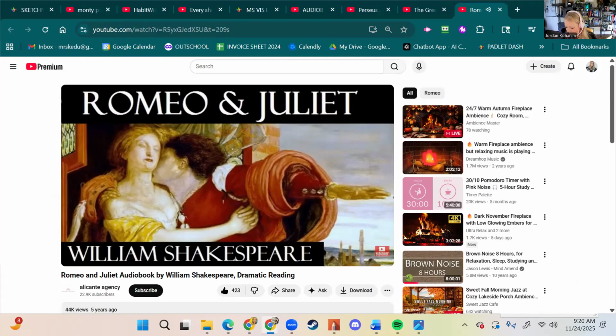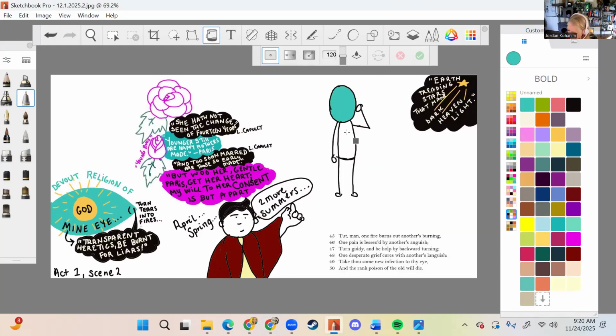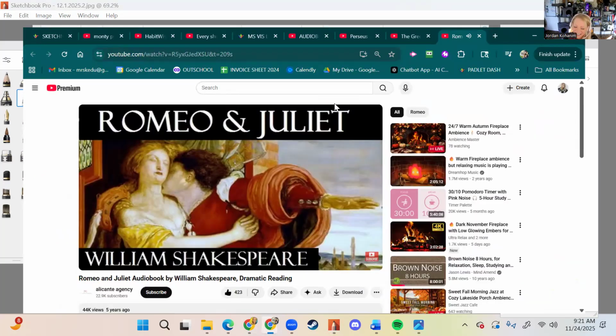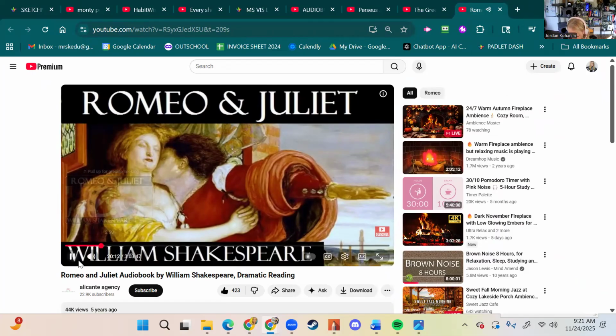And can never find what names the writing person hath here writ. I must to the learned in good time. Enter Benvolio and Romeo. Tut, man! One fire burns out another's burning. One pain is lessened by another's anguish. Turn giddy, and be holp by backward turning. One desperate grief cures with another's languish. Take thou some new infection to thy eye, and the rank poison of the old will die. Your plantain leaf is excellent for that. For what, I pray thee? For your broken shin. Why, Romeo, art thou mad? Not mad, but bound more than a madman is.